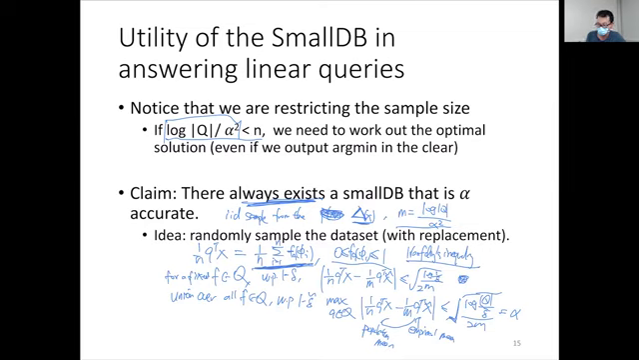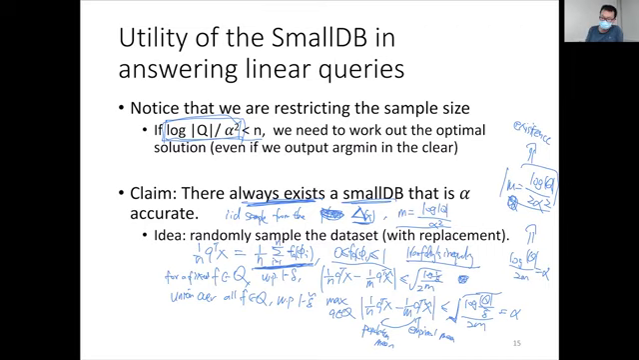So let's square both sides. We get log of q over 2m is equal to alpha squared, and this requires m to be log of q over 2 alpha squared. Which says that if we choose m to be this quantity, then it is sufficient to get alpha accuracy. So this implies the existence of a small database that is alpha accurate. Okay, so is that argument clear? Provided that there is a probability strictly smaller than 1, that implies that there actually exists such a database.